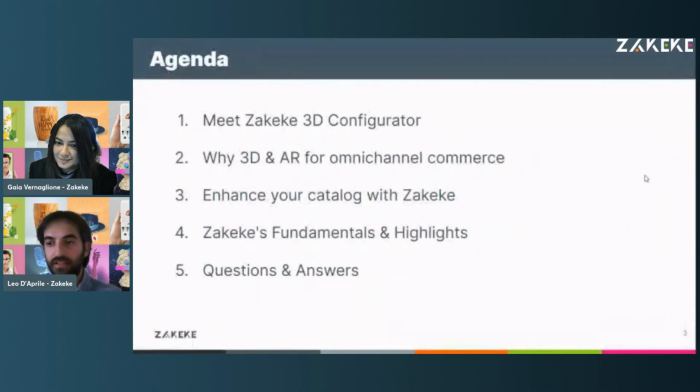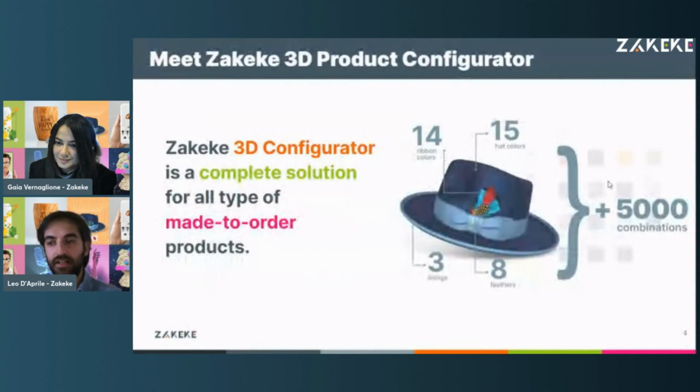Let's start by saying that the Zakeke 3D configurator and the Visual Commerce platform in its entirety is a complete solution for all types of made-to-order products. Think about this hat, for example. It can have up to 5,000 combinations. How is that? It's because you create unlimited options thanks to the 3D configuration. Made-to-order products means giving customers the power to craft an exceptional and unique product with unlimited possibilities.